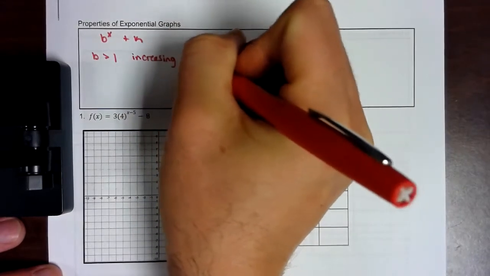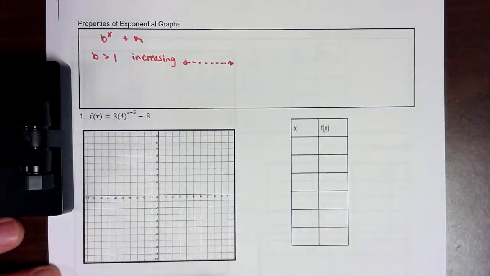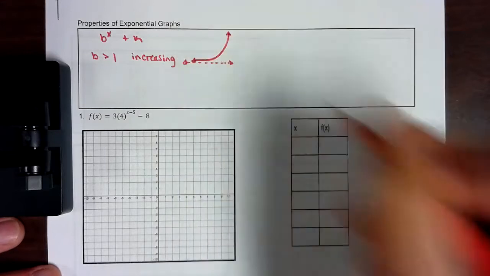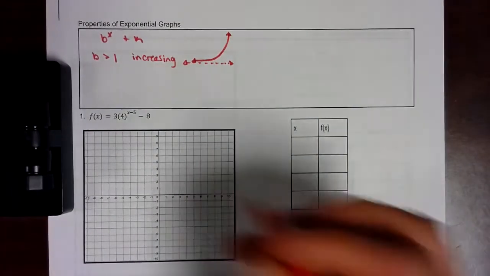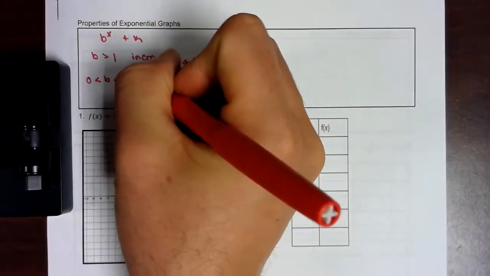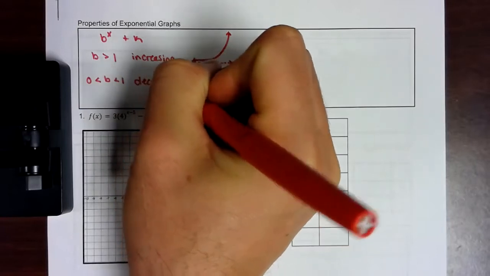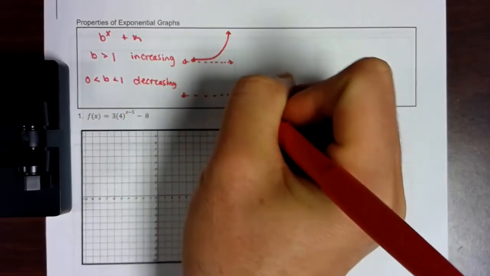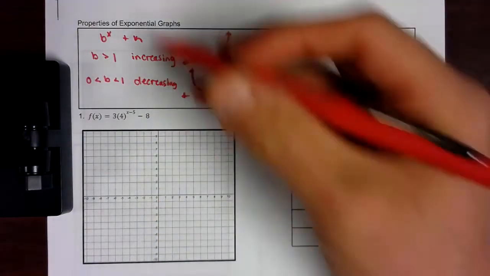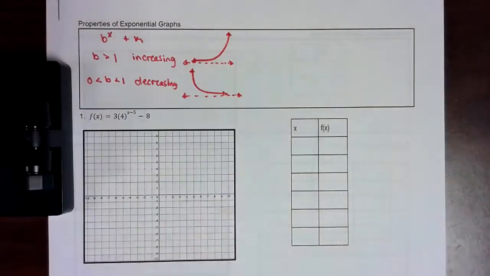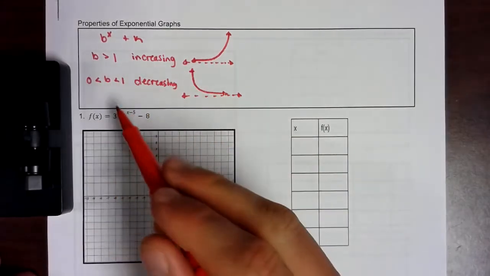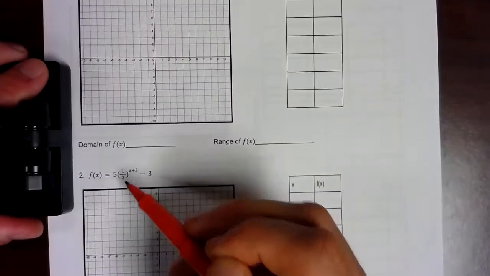When the exponential graph is increasing, we're going to have a horizontal asymptote. I'll talk about that in a second. And as we work our way to the right, the y values are going to be going up. So that's an increasing exponential graph. If b is between 0 and 1, then we would consider this graph to be decreasing, or we still have that horizontal asymptote. But now as we work our way to the right, the graph gets flatter and flatter. So that's something we can use to check that these graphs match up the way they should, based on whether that b value is greater than 1 or less than 1.